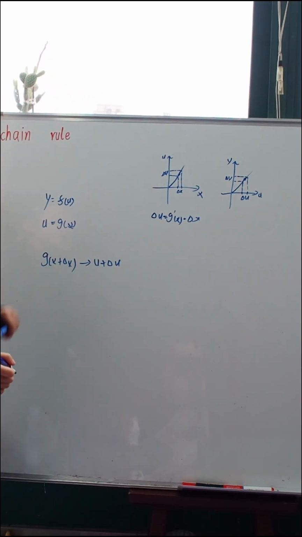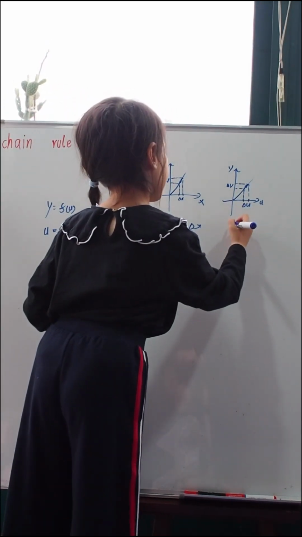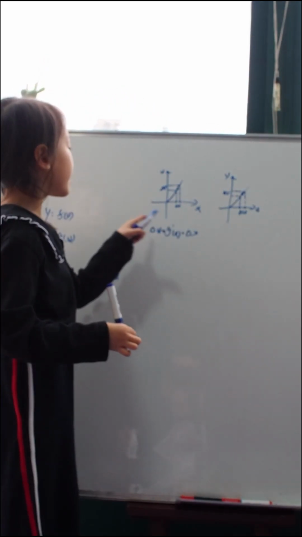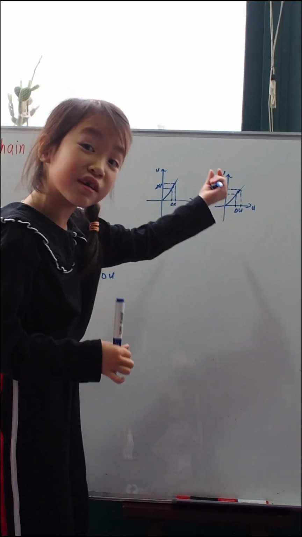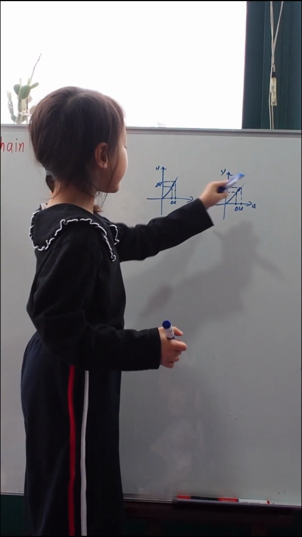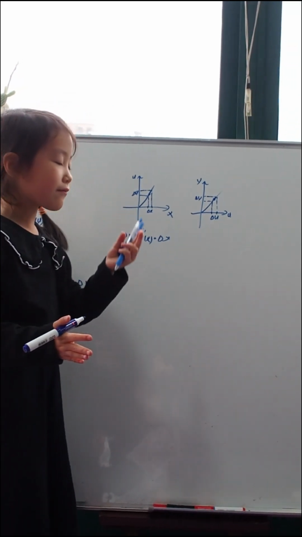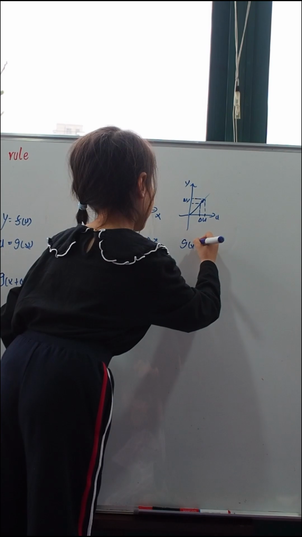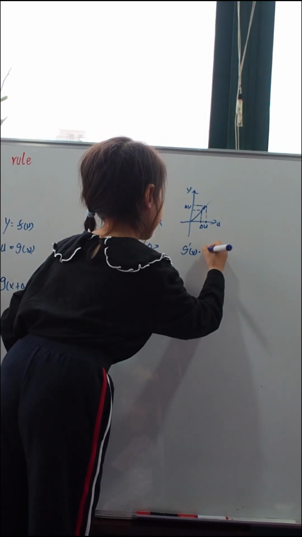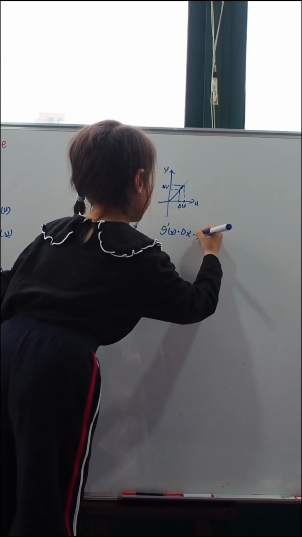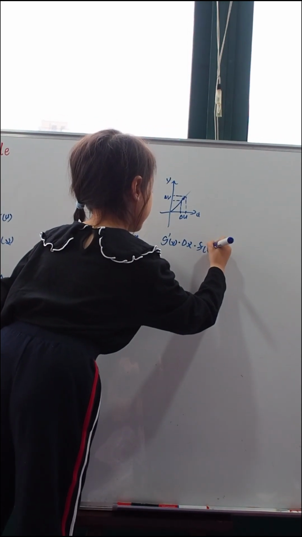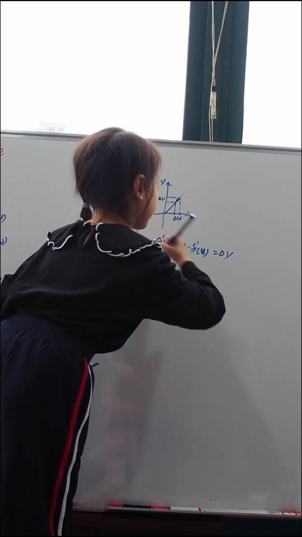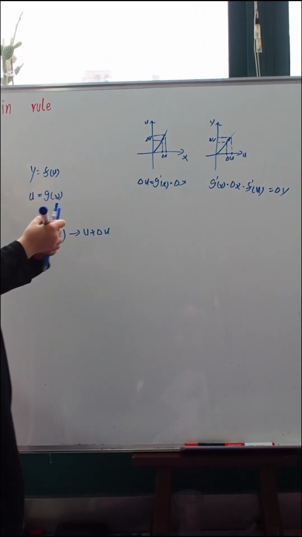Because first it's this one, then you will get a delta u. Then if you times this average slope, which is f'(u), so it's g'(x) times delta x times f'(u) equals delta y. Now I write this.